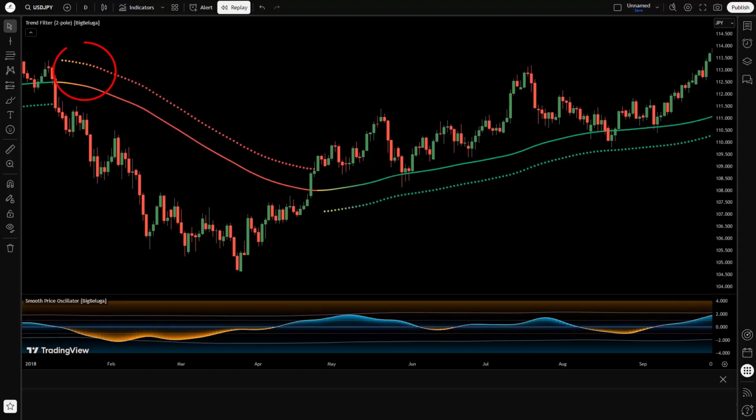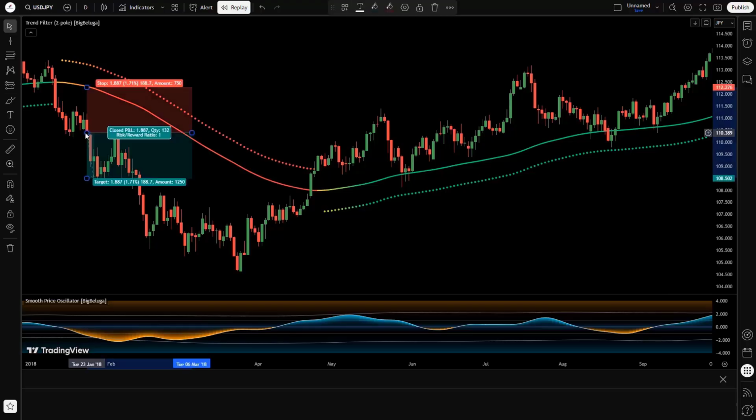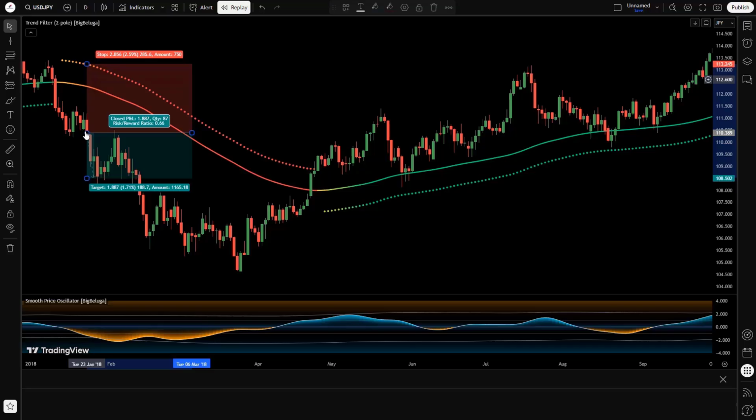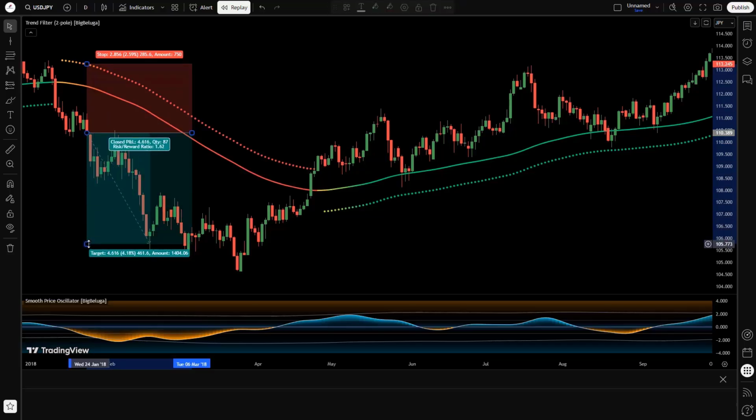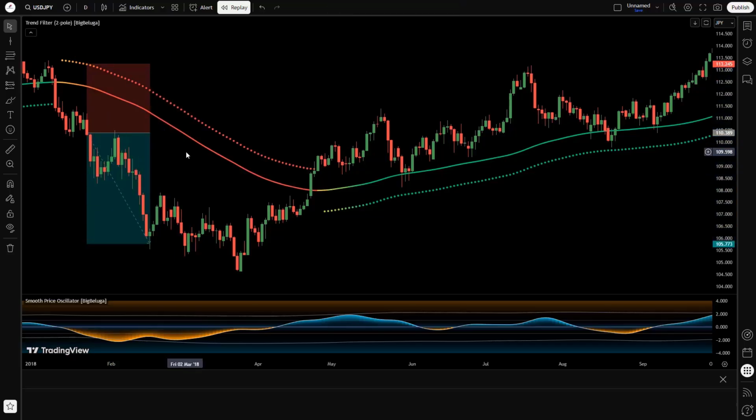When the trend filter indicator has given a sell signal, the Smooth Price Oscillator indicator has formed an orange area, and the market forms a bearish candle, so all these conditions are met, then we have to take a sell order. And our stop loss should be placed on this falling line. And the risk-reward ratio will be 1:1.5.